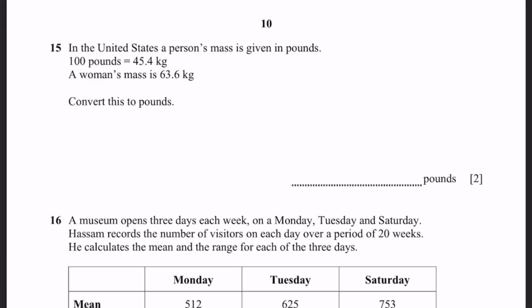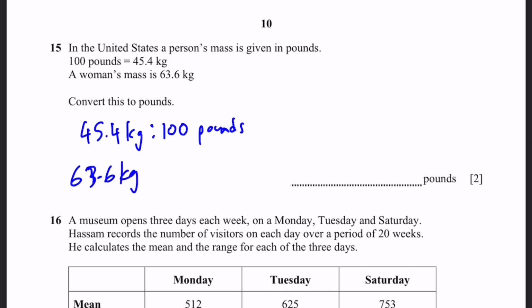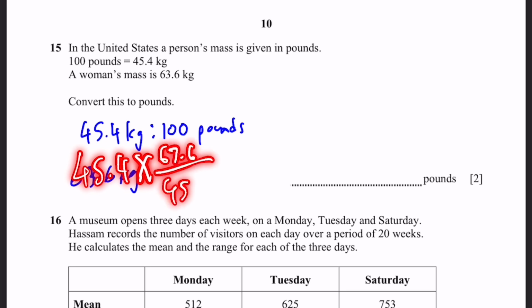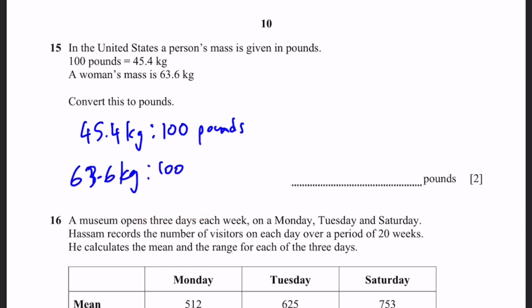In the United States, a person's mass is given in pounds. 100 pounds is 45.4 kilograms. A woman's mass is 63.6 kilograms. Convert this to pounds. So 45.4 kg is to 100 pounds. That means 63.6 kg is the same thing as 45.4 multiplied by 63.6 by 45.4. So we multiply this side as well by the same fraction. So it's 100 into 63.6 by 45.4.